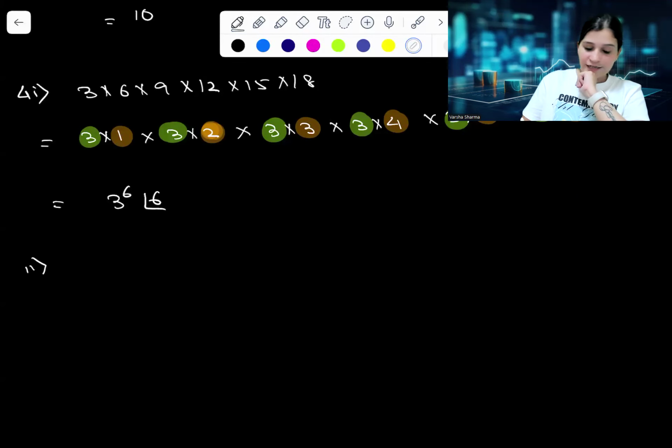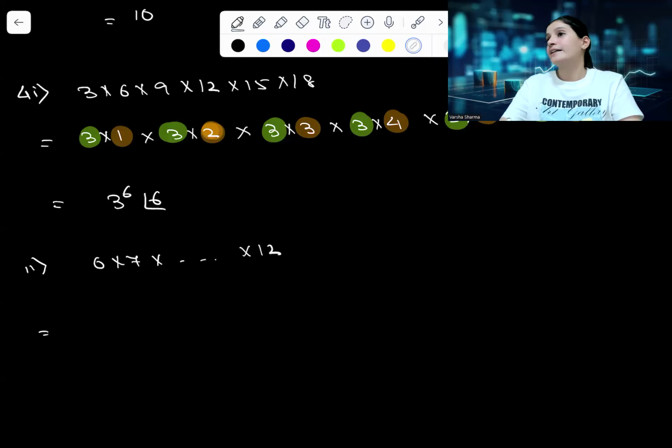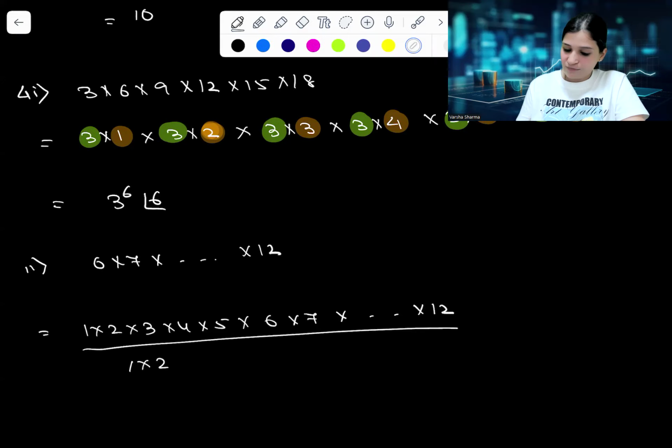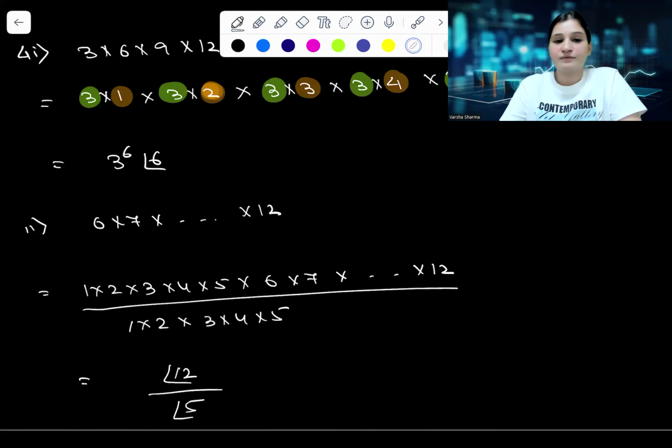Second, it is from 6, 7 up to 12. So again, this similar sum we did is already there from 6 to 12. What is missing is 1 to 5. So here we can add 1, 2, 3, 4, 5, and from 6 to 12, we already had. So matching it up, dividing by 1 to 5, the numerator becomes factorial 12. The denominator becomes factorial 5. Clear? Yes, ma'am. Any doubt? No, ma'am.